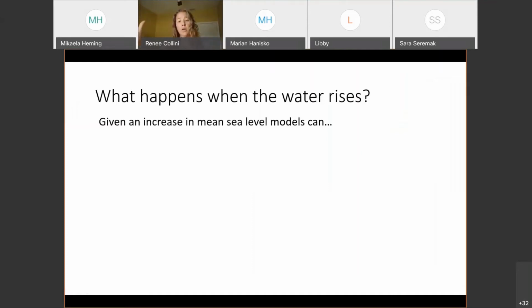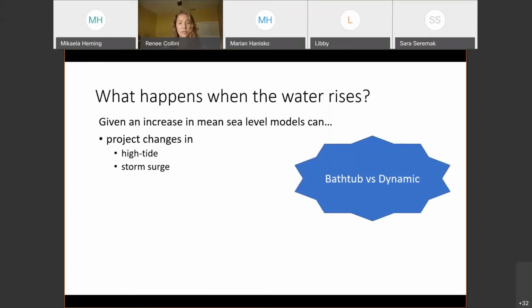They're saying if the water goes up X amount, they can project changes and say high tide. What is high tide going to look like if mean sea level goes up by 2 feet? Same thing with storm surge. If mean sea level goes up 2 feet, how will storm surge change? This is where I think another set of words often come up, bathtub versus dynamic, sometimes static versus dynamic.